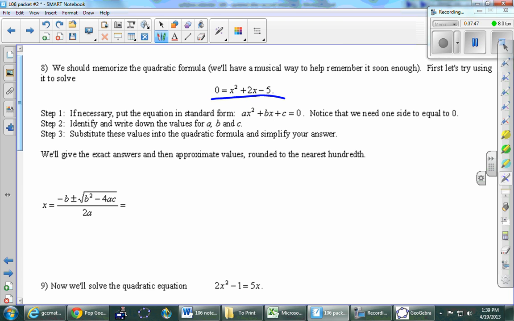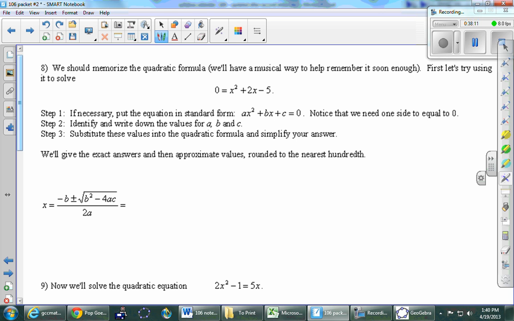Okay, so here we go. That's the equation that we ran into the wall with a moment ago. We can't factor it, so we don't know what to do. So using the quadratic formula is a 3-step process. Step 1 is put the equation in standard form, which means 0 on one side, and write them in this order. It's already in standard form. X squared plus 2x minus 5, 0, perfect.